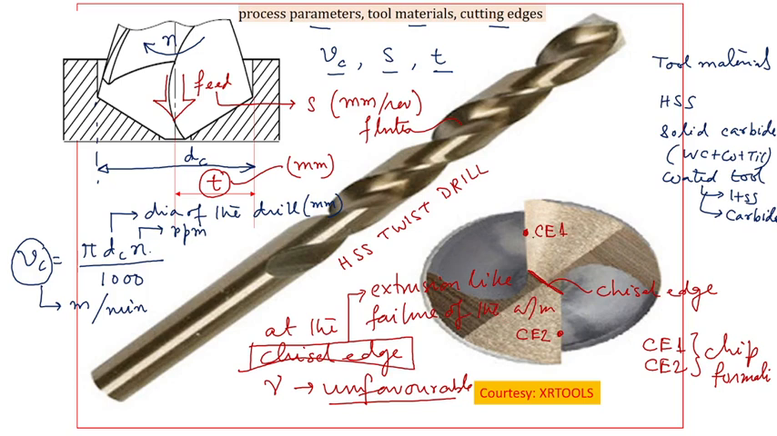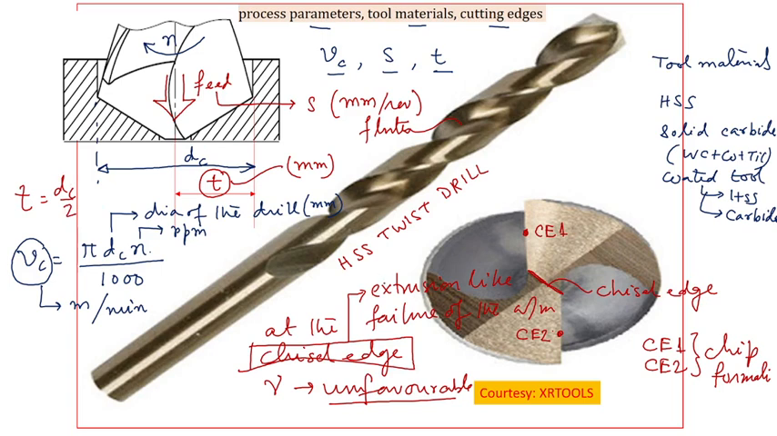As you can see, this is one cutting edge, this is another cutting edge, and so this is the depth of cut, which is D by 2. So depth of cut in case of drilling is DC by 2. This has got nothing to do with the number of cutting edges. Each one of them is removing this much of material, so it is DC by 2.